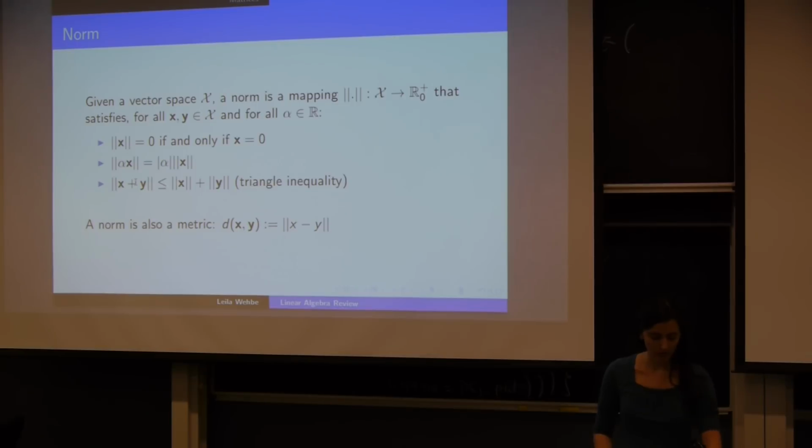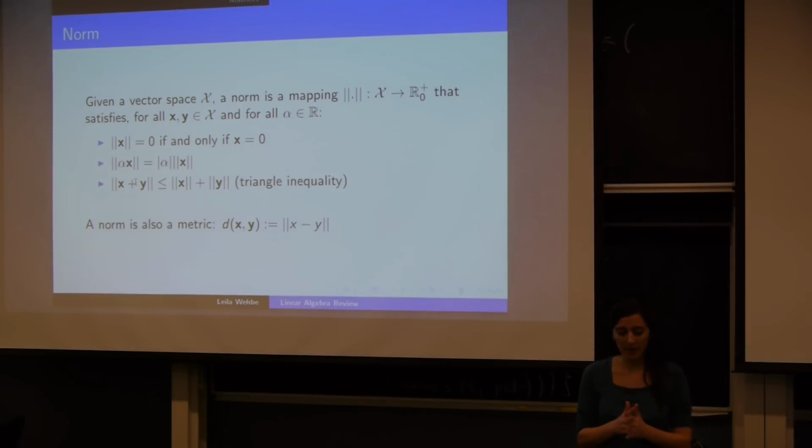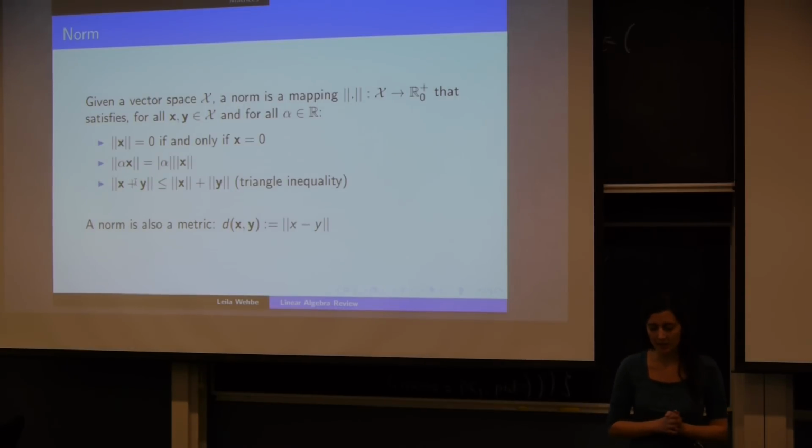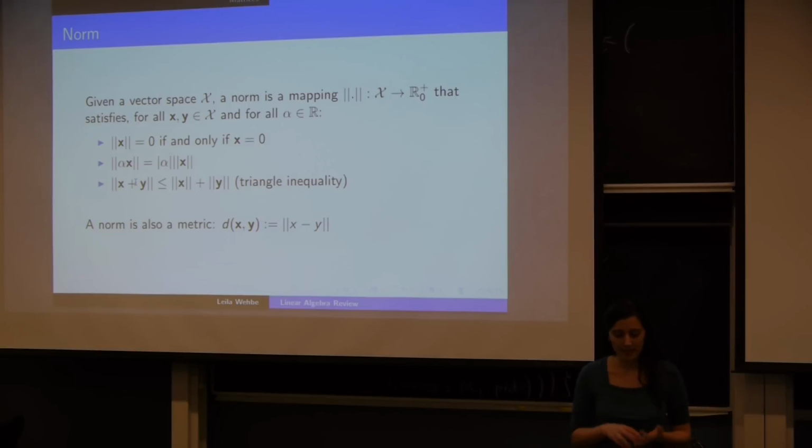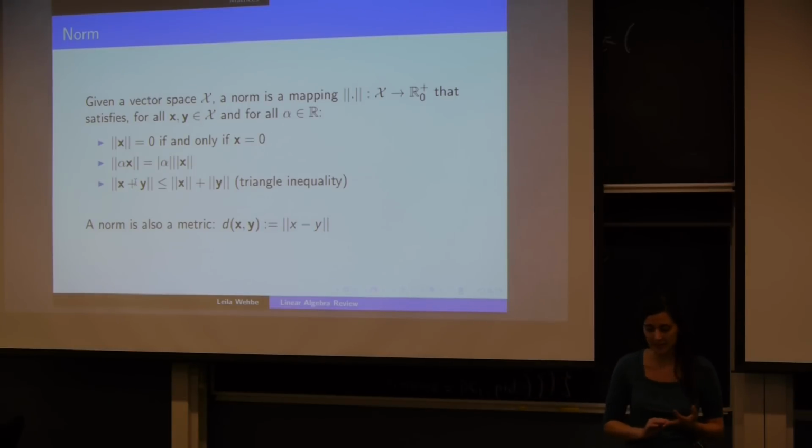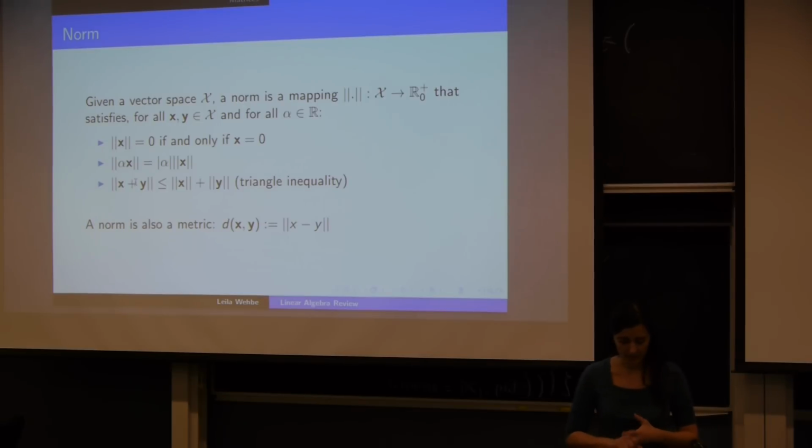Okay, now norms. Given a vector space, a norm is a mapping from that vector space to R≥0, and it satisfies the following properties for x and y in the vector space.